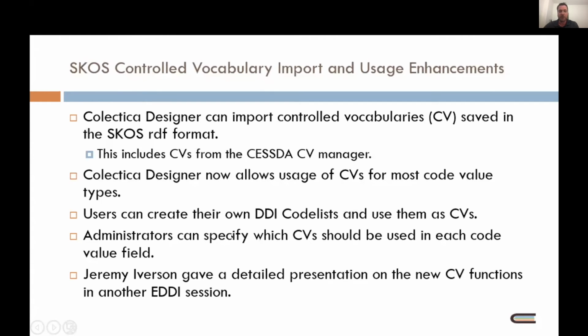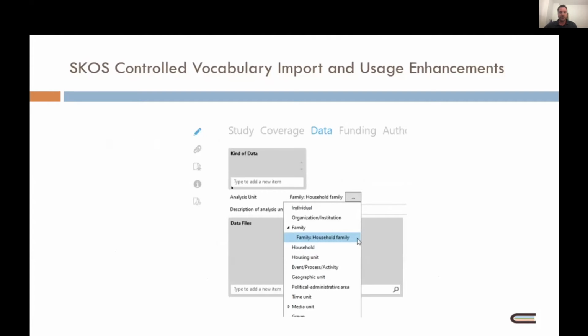Administrators can specify which of those controlled vocabularies should be used in each code value field. And actually, in a different EDI session today, our colleague Jeremy Iverson gave a very detailed presentation on controlled vocabulary functions. So if you want to check out that recording later, you can get more information from that. So an example of controlled vocabulary here within Colectica Designer, we are selecting an analysis unit using a drop-down menu of controlled vocabularies. So another neat feature of Colectica 6.2.